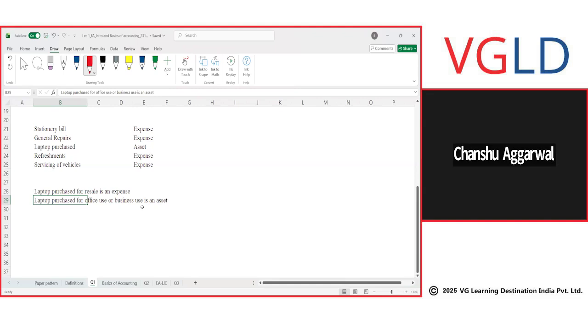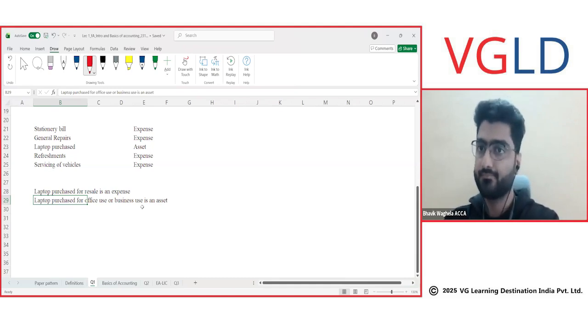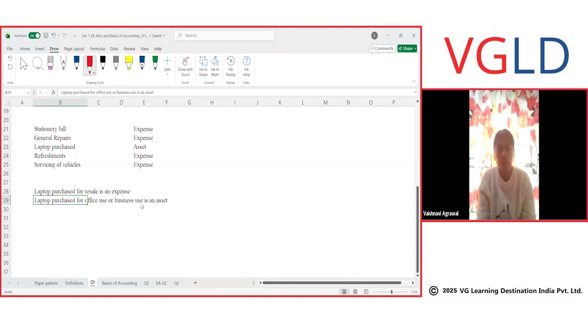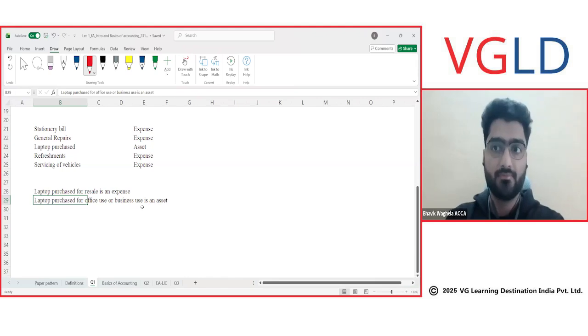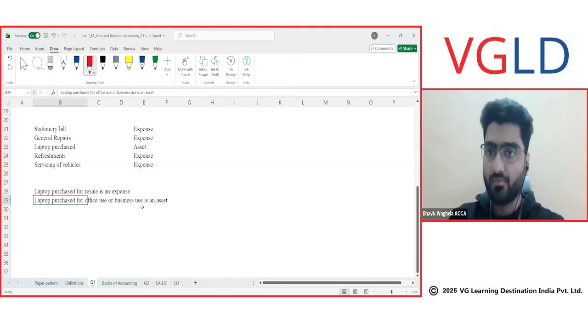Any unsold inventory is your current asset. I'm just talking about the ones that you have sold. Everyone with me so far? I've just replaced it so that there is no confusion. Laptop purchased for resale is an expense, and laptop purchased for office or business use is an asset. Any questions? Any queries?